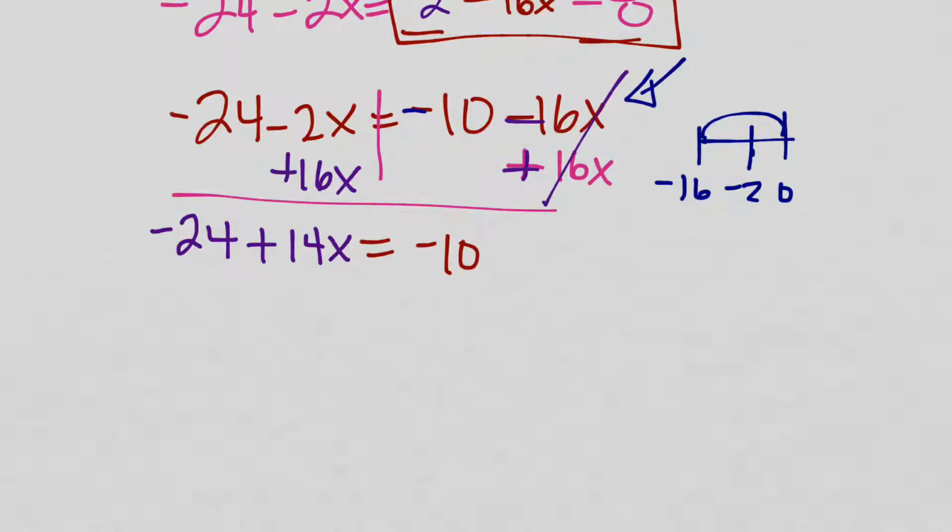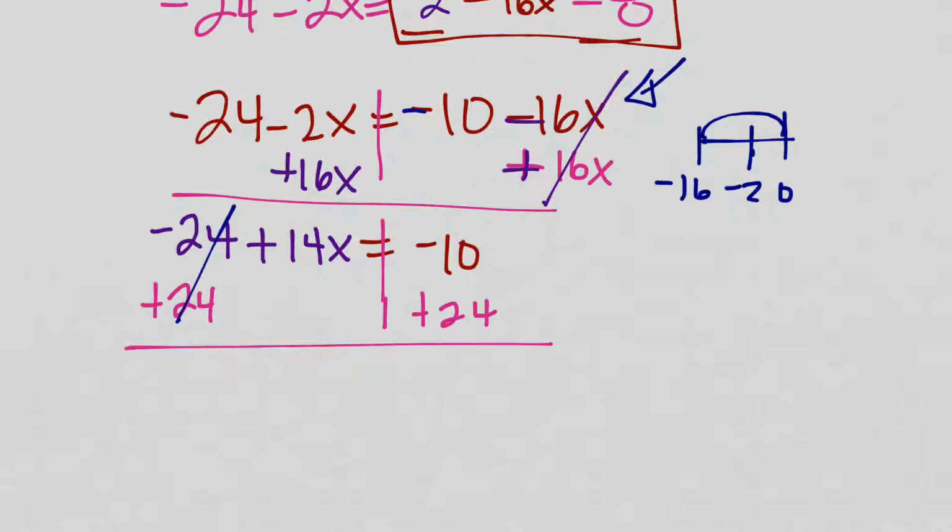Now I'm going to add 24 to both sides of my equation because I want to get the x by himself. So this guy's the only one that has an x. I want to get him alone. So I got to get rid of the negative 24. Negative 24 plus 24 cancel out. So I'm left with 14x, bring down your equal sign, equals 14.